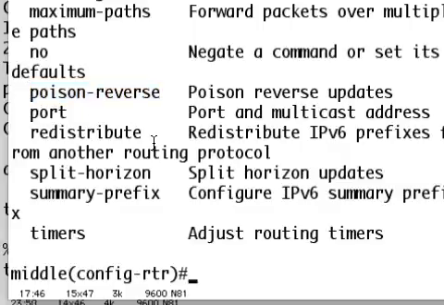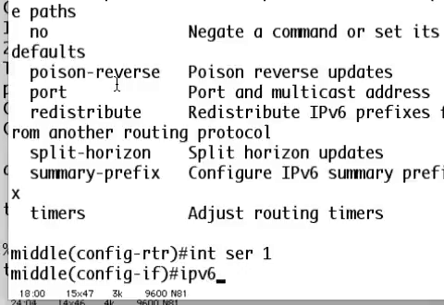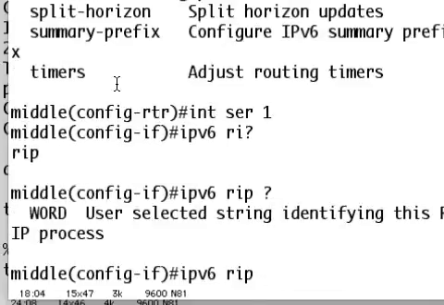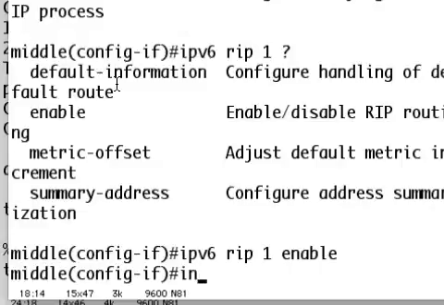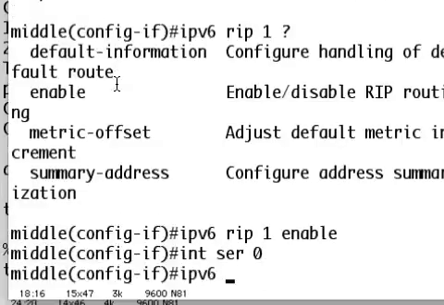Okay, so I've got my routing protocol. You notice there's no network command here. How do we enable routing on an interface? Well, in IPv6 you do it on the router interface. So int serial 1, IPv6 RIP, and then the process ID, which I went with the number 1, enable. Int serial 0, IPv6 RIP 1 enable.